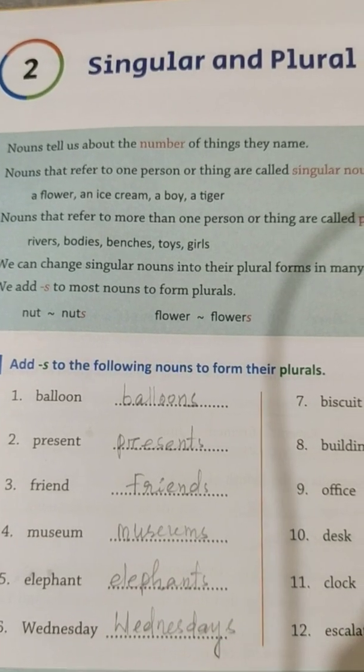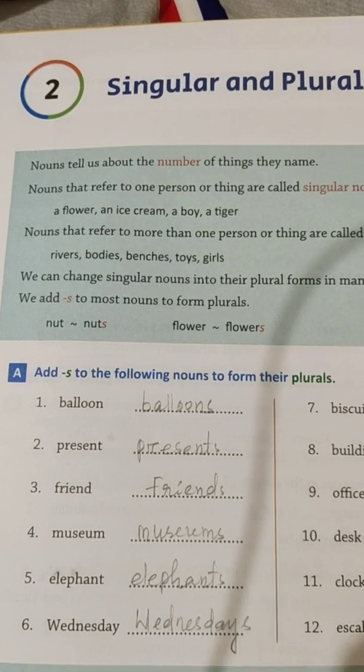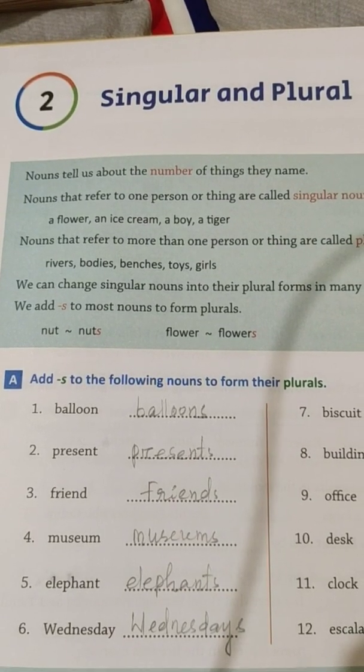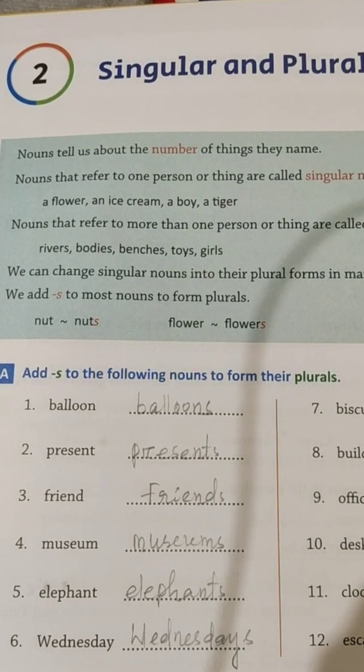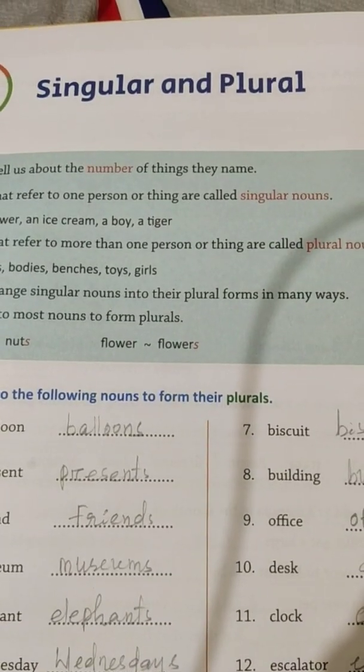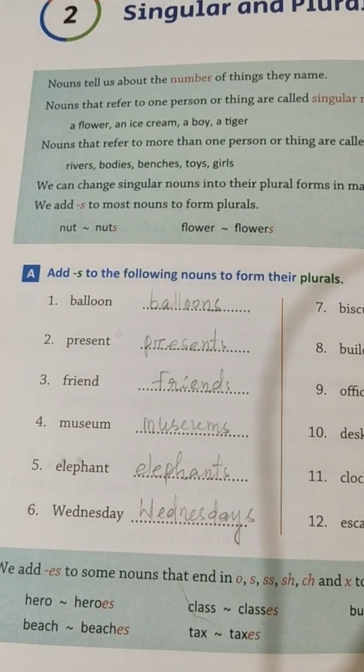We can change singular nouns into their plural forms in many ways. We add s to most nouns to form plurals. Example: nut, nuts, flower, flowers. Next we'll see exercise 1.